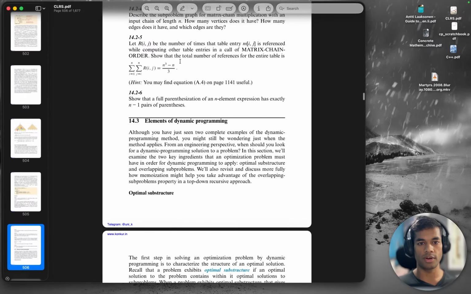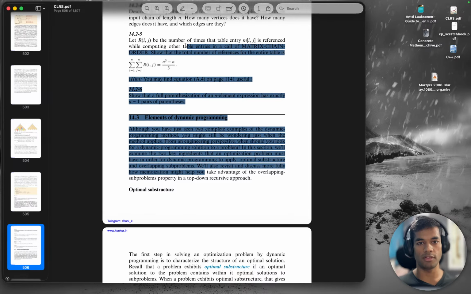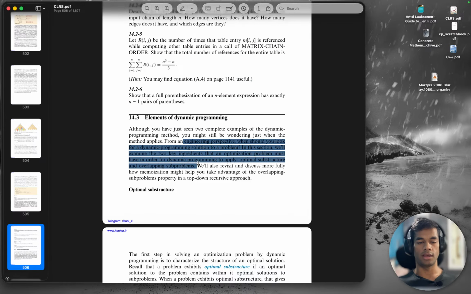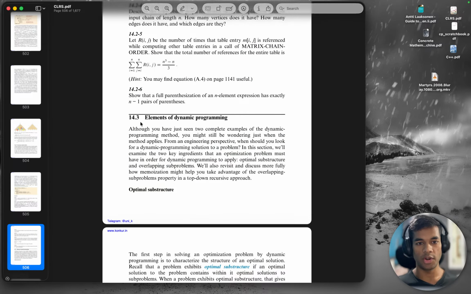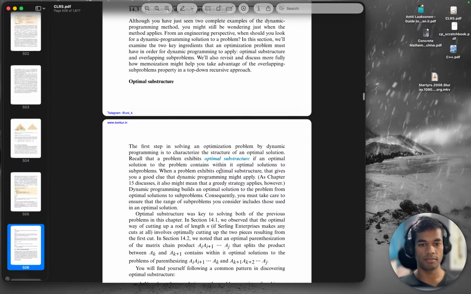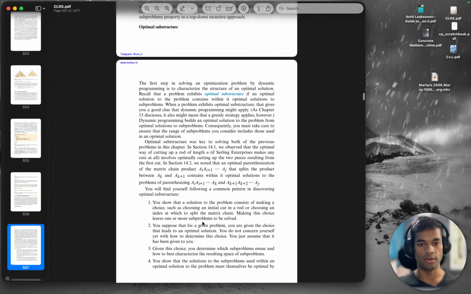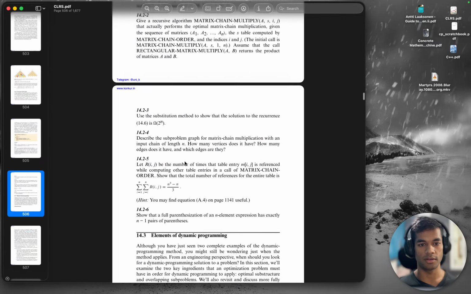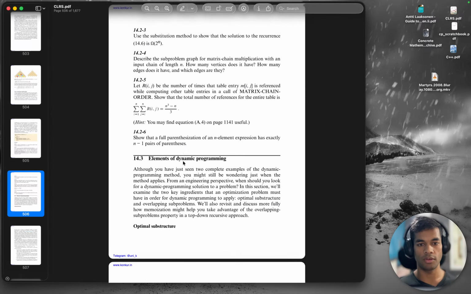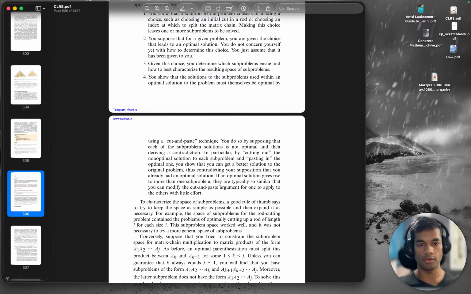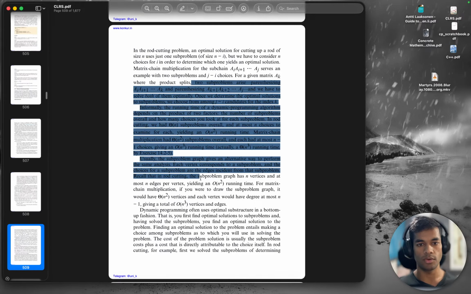Dynamic programming. First, I will complete this whole chapter, and then I will get to the next thing. And tomorrow we will read elements of dynamic programming. That is going to be cool. Elements of dynamic programming, because I have not read this part, not even once. So it will be cool.